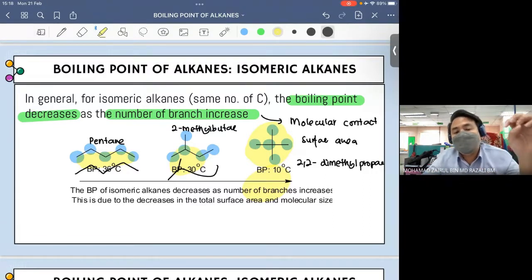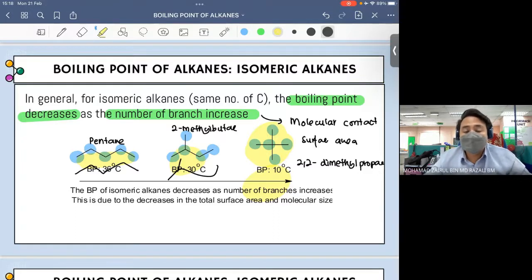So as the molecular contact surface area decreases as the number of branches increases, the strength of van der Waals forces also becomes weaker. If the strength of van der Waals becomes weaker, it means less energy is needed to overcome the forces. So less energy needed means the boiling point also decreases as the number of branches increases. We look at the molecular contact surface area. That is the difference between isomeric alkanes and alkanes with different molecular weights.